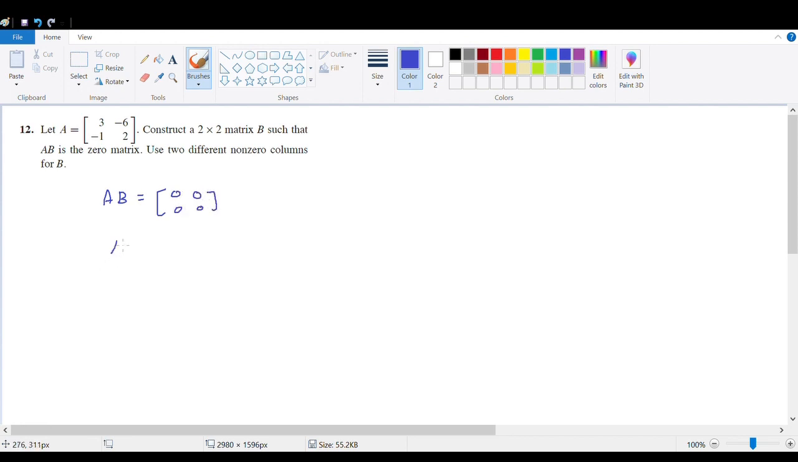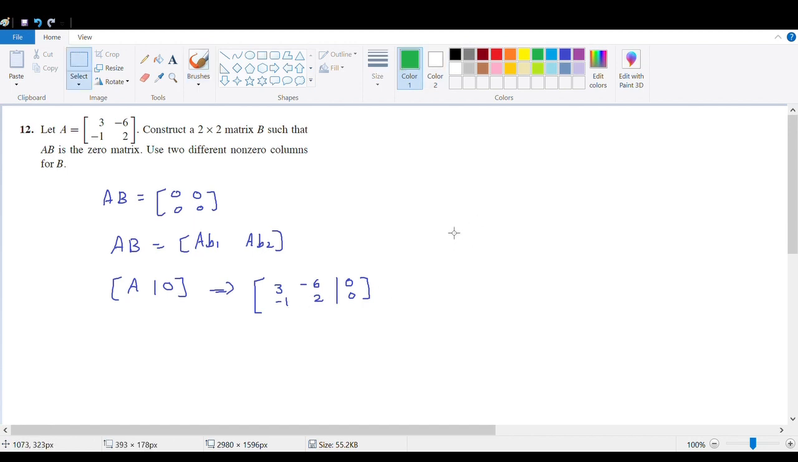We know that AB is equal to [AB1, AB2], where AB1 and AB2 both of them are the 0 vectors. So AB1 is a 0 column, AB2 is a 0 column. A is given, B is missing, so we use a row operation. Here we have a 0 vector, so from here we get our A, [3, -1; -6, 2], and here we have 0, 0. So now we try to solve this one.